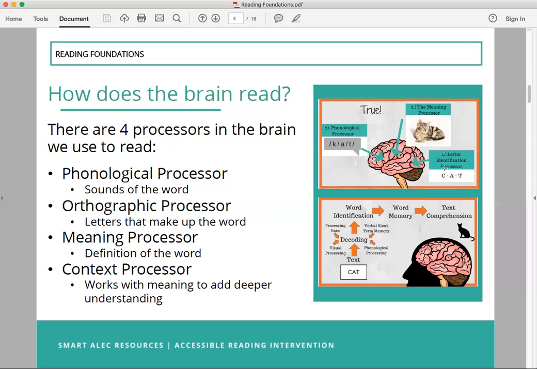When we think about the meaning, really what we're thinking about is, what is this thing? Cat, what is that? And you can recognize that this would be more challenging if you were coming up with a novel word or a word you didn't know of. Maybe you didn't have the meaning processor completely there yet. When we think about the context processor, that's even a little bit deeper.